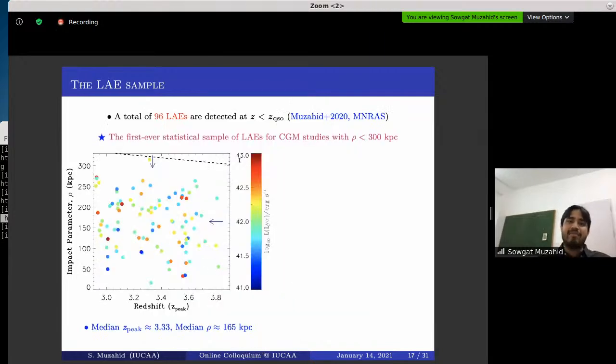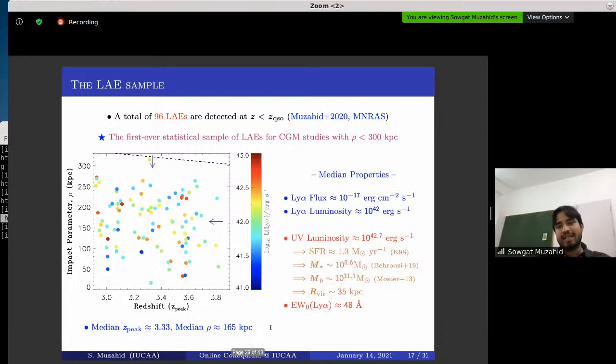So we have 96 Lyman alpha emitters detected in these 8 fields, with redshift less than the redshift of the quasar. Here is the impact parameter versus redshift plot, showing the sample color coded by Lyman alpha line luminosity. The median redshift of our sample is about 3.3, and the median impact parameter is 160 kiloparsecs. The median Lyman alpha flux is 10 to the minus 17 erg per centimeter squared per second, and the Lyman alpha luminosity is 10 to the 42 erg per second.